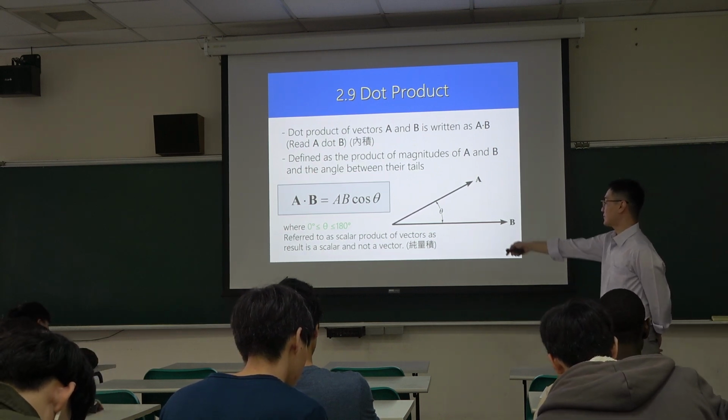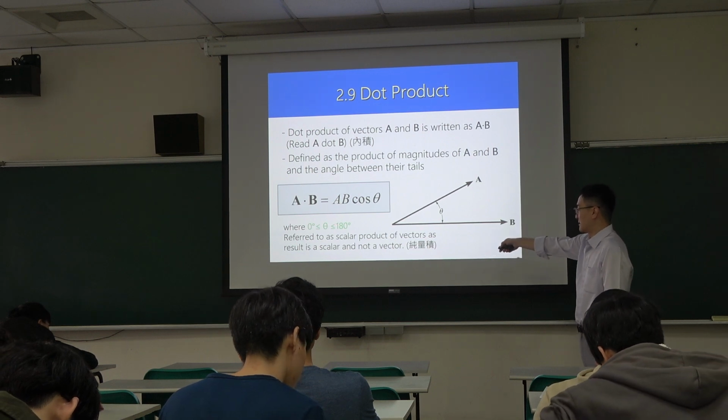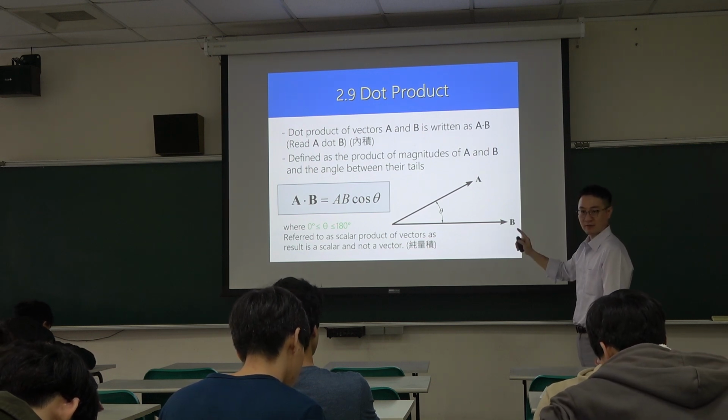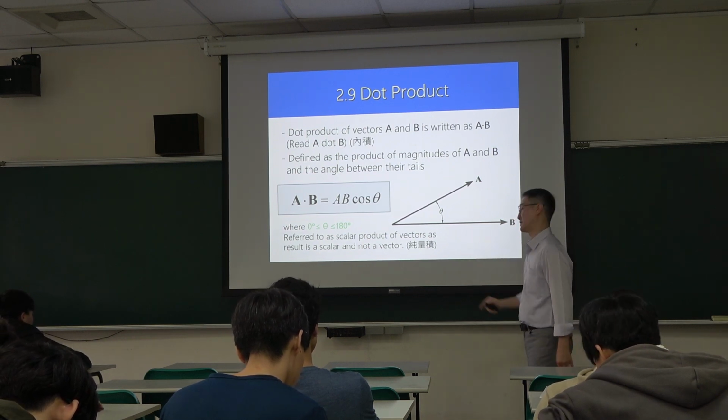The dot product result is a value, so there is no vector anymore. Just a value.